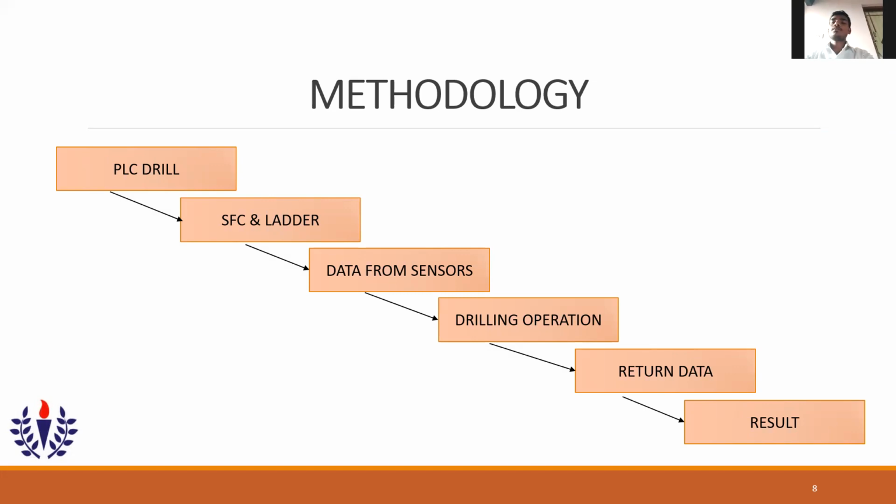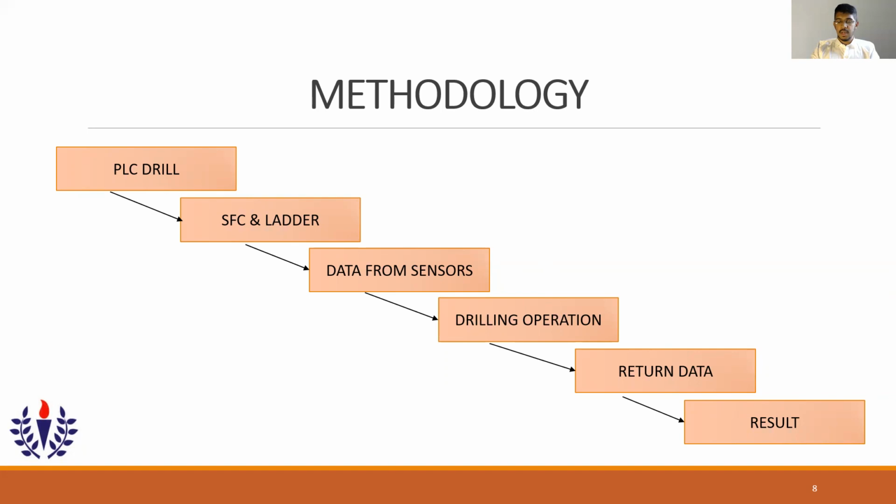Moving on to the methodology which we have used in our project. So here is a flow chart which we have followed for our basic design of our PLC automatic drilling machine. Initially, we have our PLC drill. Now this is designed using SFC and ladder logic as we have mentioned in the previous slides. This data, designed using SFC and ladder, is transferred to the PLC. Once transferred, the data from the sensors, which are position sensors and so on as mentioned in the previous topics, moves on to the drilling operation. When each condition of the sensor is satisfied, it moves on to the drilling operation.